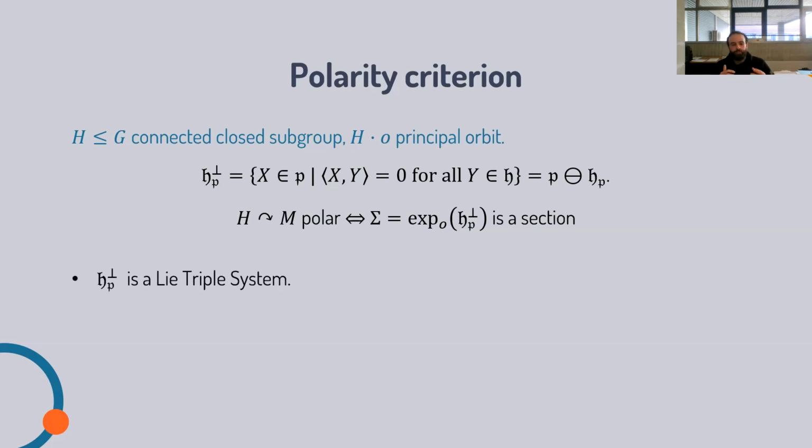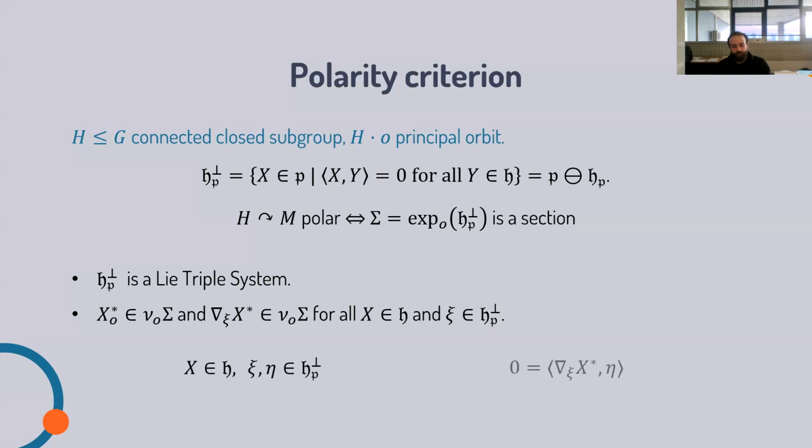So the fact that sigma is totally geodesic is already characterized by the vector space HP pair being a Lie triple system. And what about the orthogonality? Well, we can simply try to use the local criterion that we developed earlier by taking simply the elements of the Lie algebra of H, remembering that now the tangent space to this hypothetical section will be HP pair, and the normal space will be the projection of H over P. So if you write this criterion, it's the same as saying that given any vector x in H and any two normal vectors, psi and eta, this scalar product must be zero.